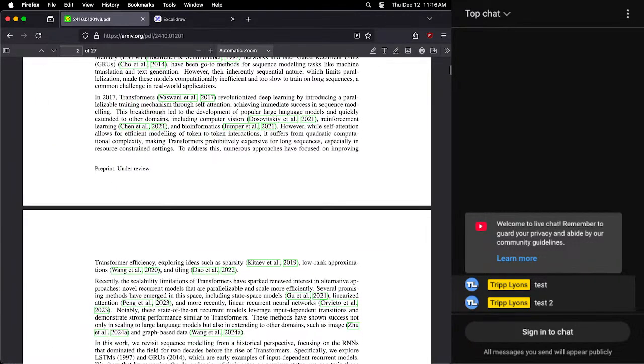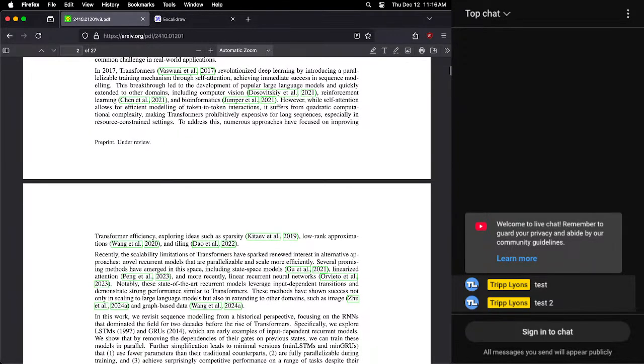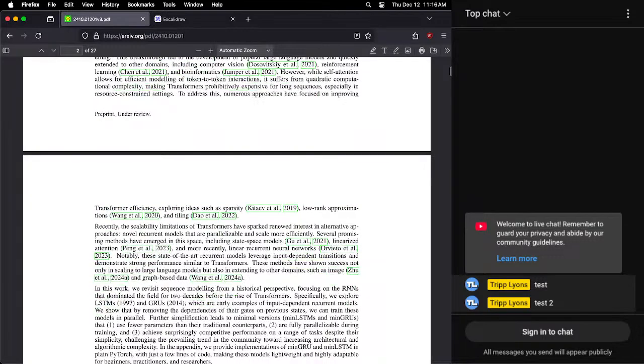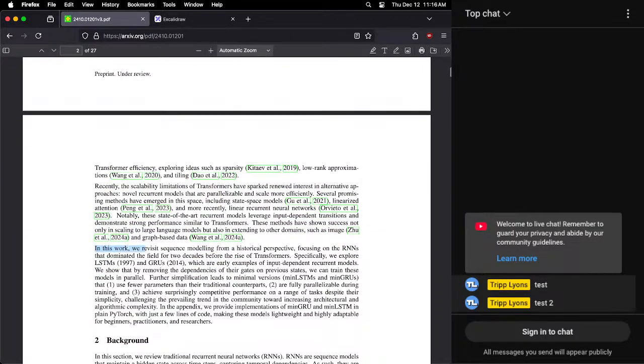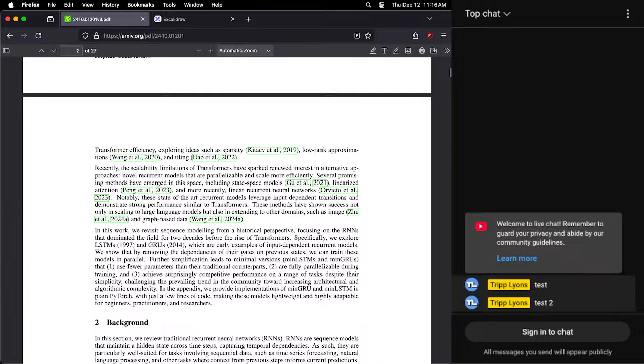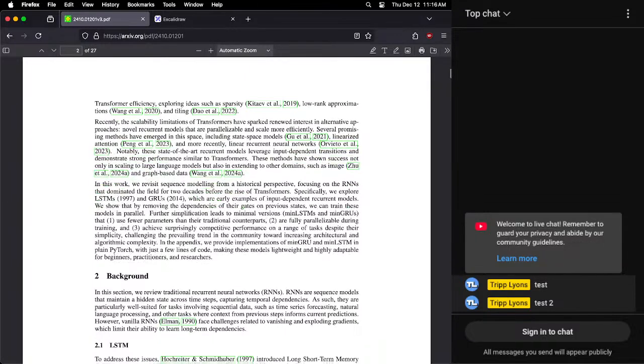And then let me skip through this a little bit. There are different ideas to make these transformers more efficient. They say in this work, we revisit sequence modeling from a historical perspective, focusing on the RNNs. So they're going to go back to RNNs and make some changes to the derivation and eventually come up with a presumably better model.